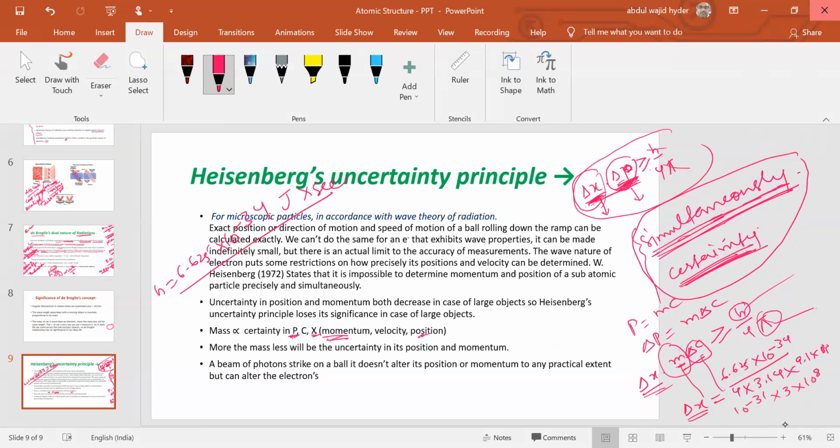So this was Heisenberg's uncertainty principle. In case of large sized objects, uncertainty in position, I'll explain you this tomorrow. Otherwise, in this much time, it won't be finished. I'll explain once again this Heisenberg's uncertainty principle.